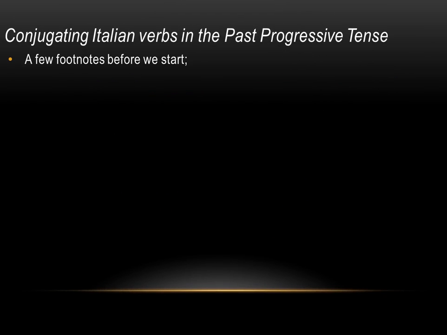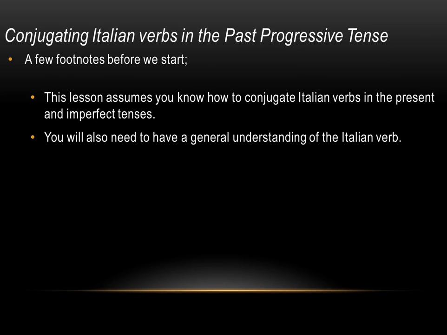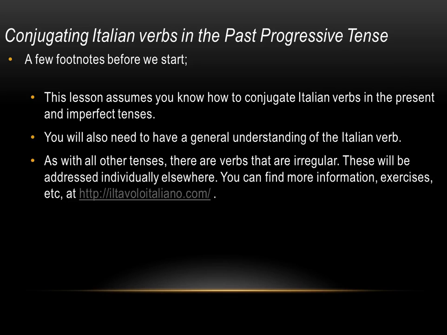A few footnotes before we start. This lesson assumes you know how to conjugate Italian verbs in the present and imperfect tenses. You will also need to have a general understanding of the Italian verb. And as with all other tenses, there are verbs that are irregular. These will be addressed individually elsewhere.